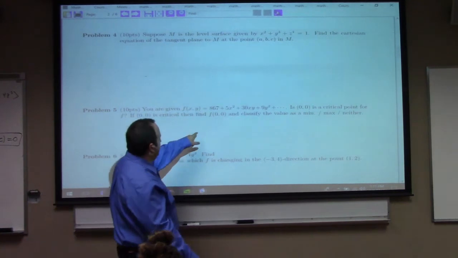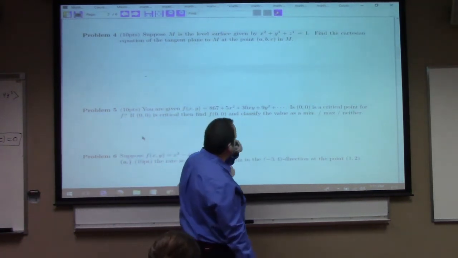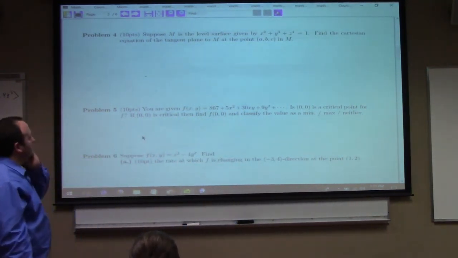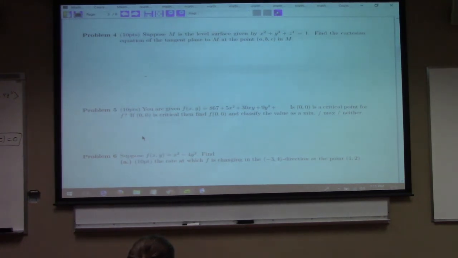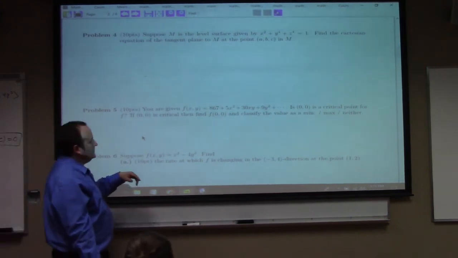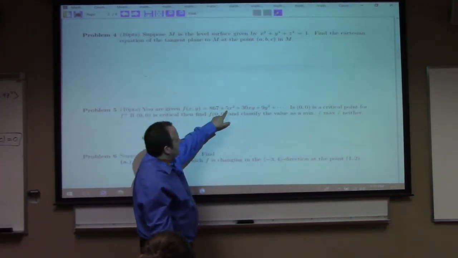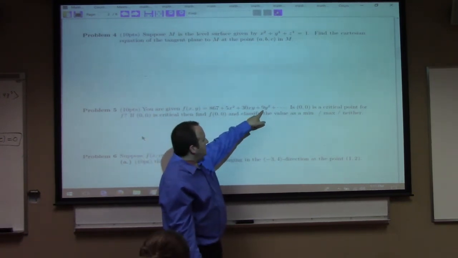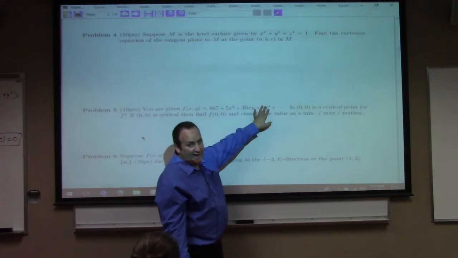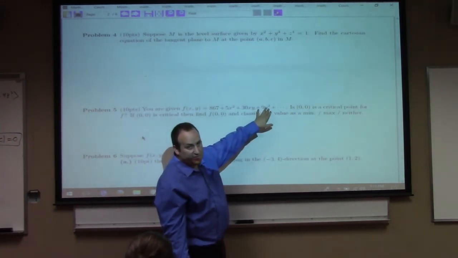Let's see here. So 867 plus this plus this plus that is 0, 0 critical point. It's got no x or y terms, which we can read from that fx and fy at 0, 0 are both 0, which means that 0, 0 is a critical point. And then we can look at what's given, and we can read that fxx is 10, fxy is 30, and fyy is 18. Because remember, there's a half with the fxx and the fyy term in the expansion.